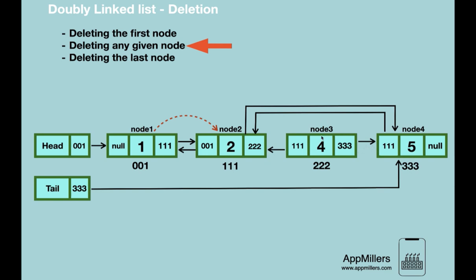Now node 3 is not pointed by any node anymore, so this is eligible for garbage collection, so the garbage collector can come and delete this node from here. So node 3 gets deleted. So here we have learned how can we delete any given node from middle of double linked list. Now let's continue to the next case in which we will delete a node from the end of double linked list.